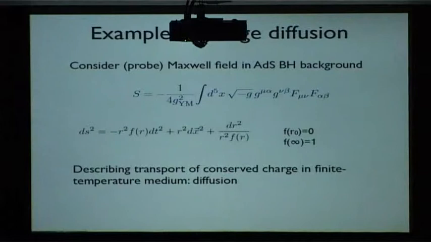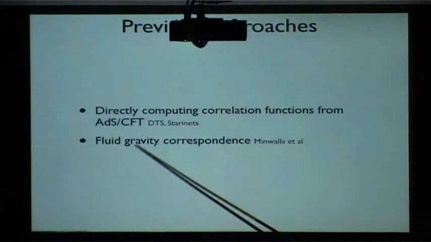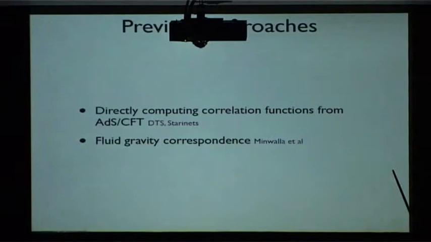The previous approaches either directly compute the correlation function from the AdS/CFT prescription, where in this approach we have to use the whole metric, and from that we can extract the two-point correlation function that has a diffusion pole. So we see diffusion. Or we can follow the method of fluid gravity correspondence and derive the diffusion equation out of the Maxwell equation, and that can be done very easily. In both cases, we have to think about solving the Maxwell equation in the whole bulk, not just near the boundary, near the horizon.